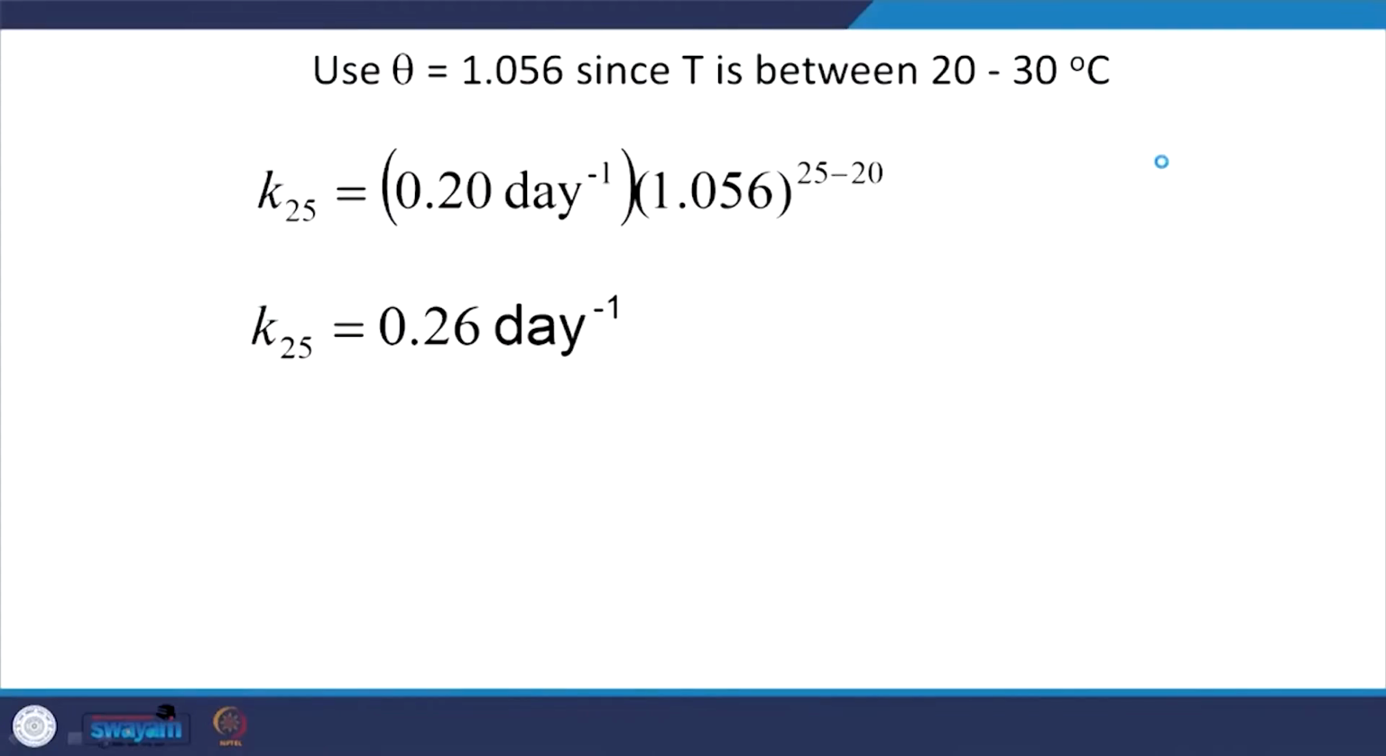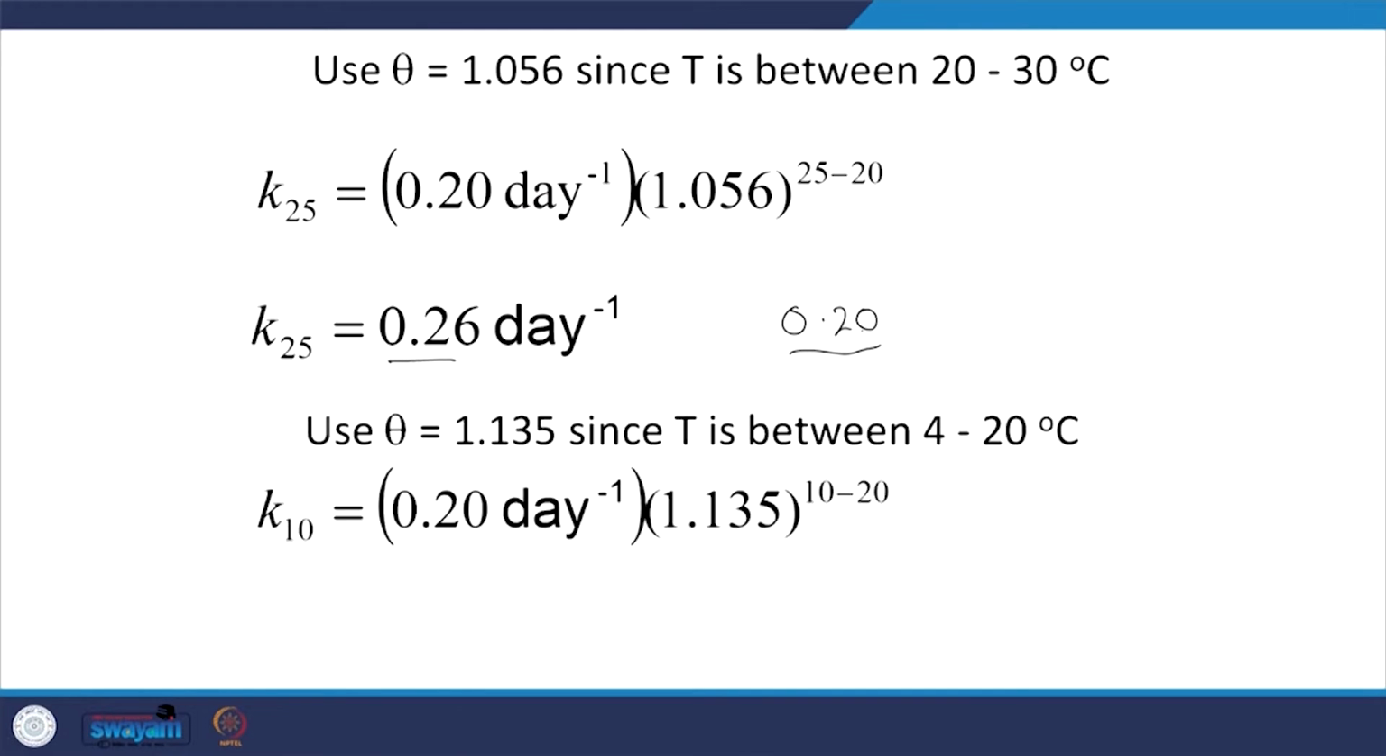Let us try to see. It is just plugging it in, so we are not going to spend much time. K at 25 turns out to be 0.26, when at 20 degrees it was 0.2, and at 10 degrees what is it going to be? It decreases greatly, to 0.056.